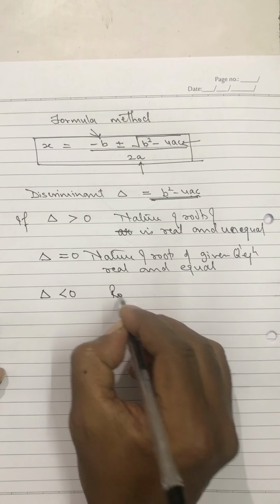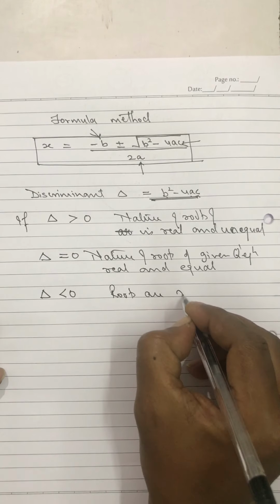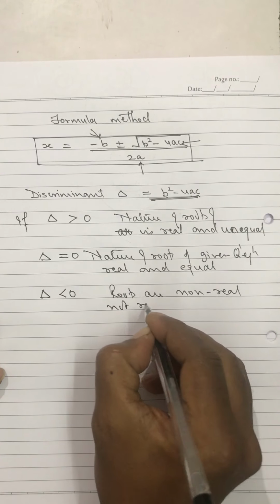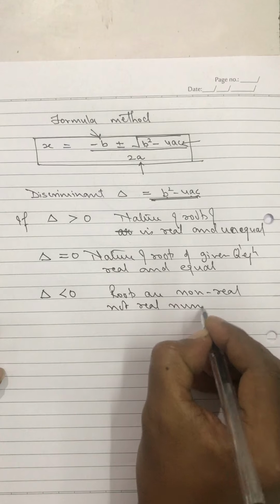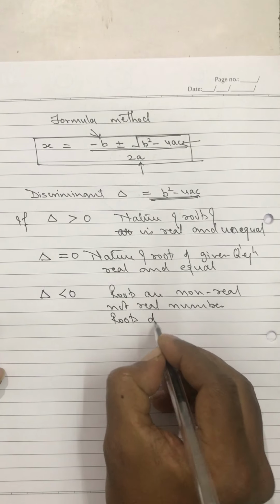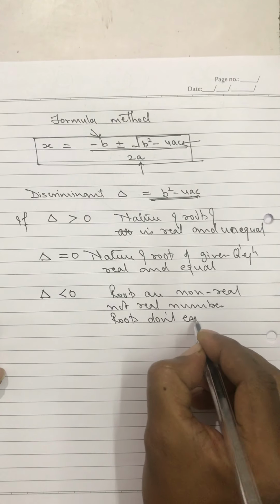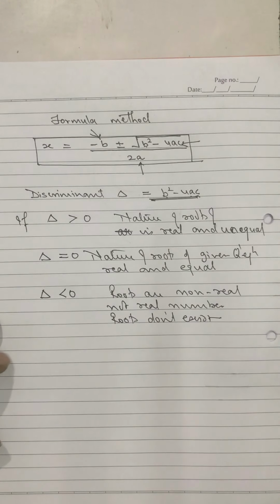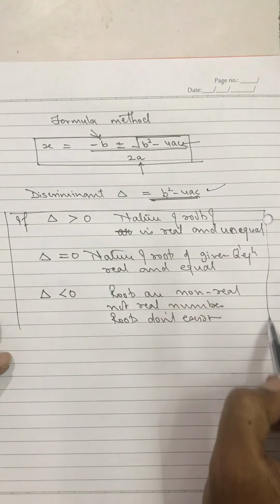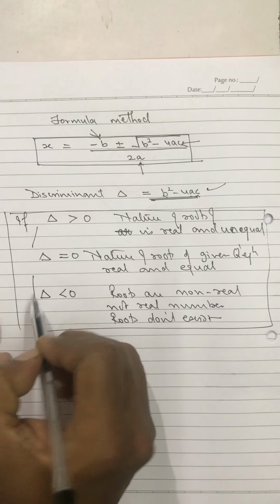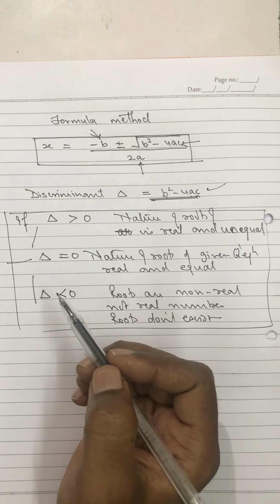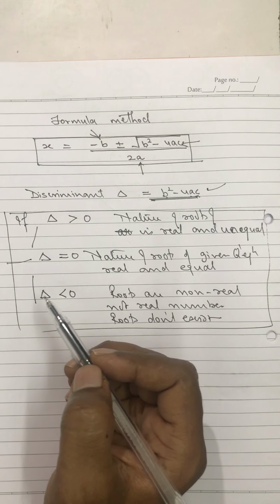The roots are non-real, or not real numbers. The roots don't exist. In this way, the value of b square minus 4ac discriminates the roots, and that's why it is called the discriminant.